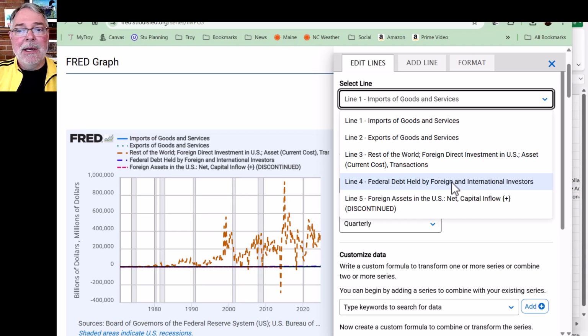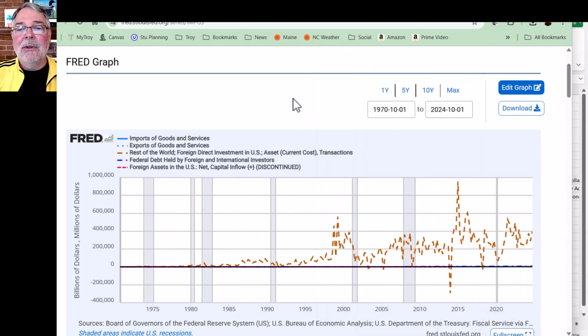I've got federal debt held by foreign and international investors, and a measure of the foreign assets in the U.S., the net capital flow. One of my favorites, BOPI. They stopped doing that figure in 2014, so it kind of cuts off. But now I've got 5 pieces of data, and it's kind of handy to get it all together because then, when you download it, you get one Excel sheet.